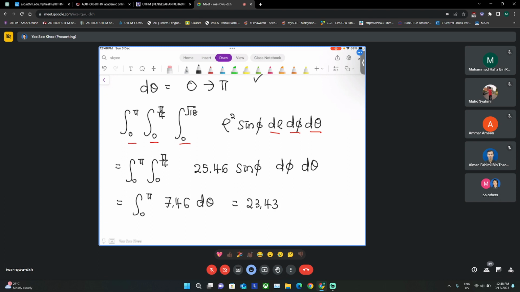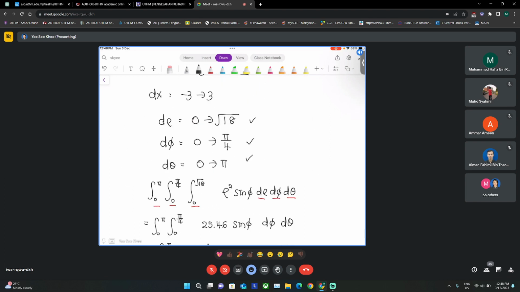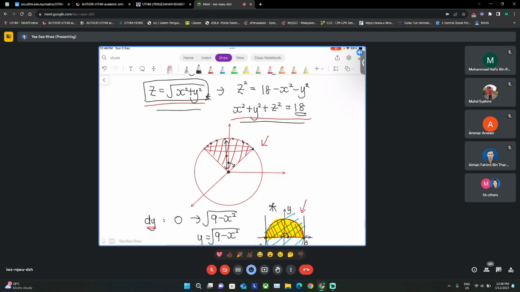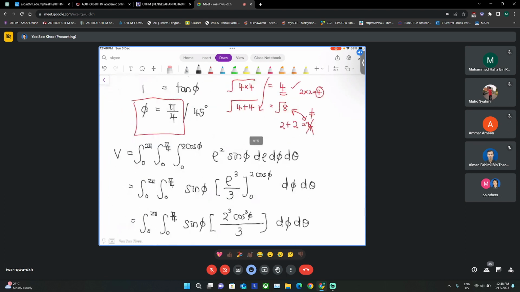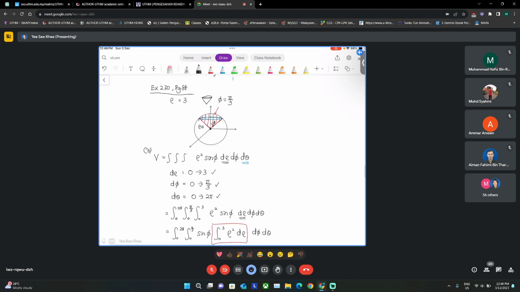So this is about conversions, how you convert from Cartesian to spherical. Any questions? Usually students are very confused when they're dealing with the spherical. Never mind, tomorrow we will go through many more exercises. So you can try the exercises, then ask questions.